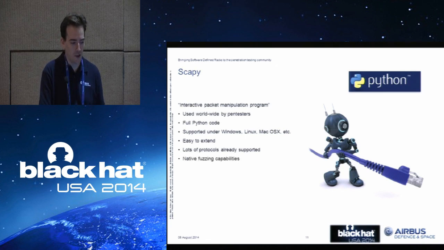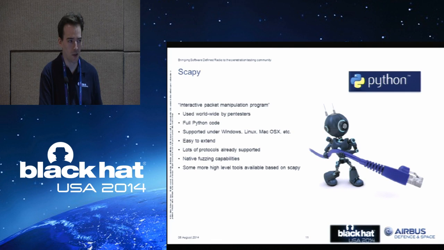It has native fuzzing capabilities, so it can speed up your pen test. When you're just adding a protocol, you can use the basic fuzzing capabilities of Scapy and find a crash or things like that. And you also have some high-level tools available based on Scapy. For example, like we will see later, automatons, and you also have external programs.